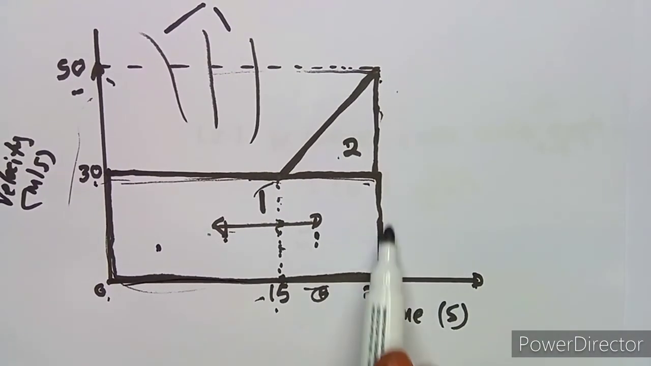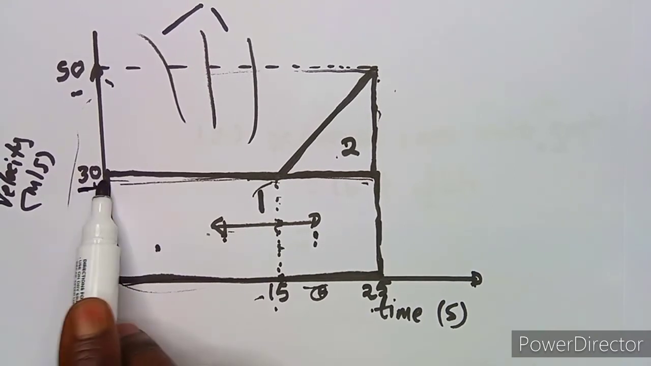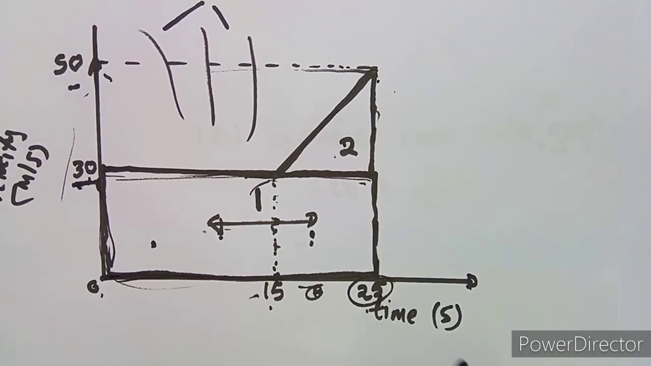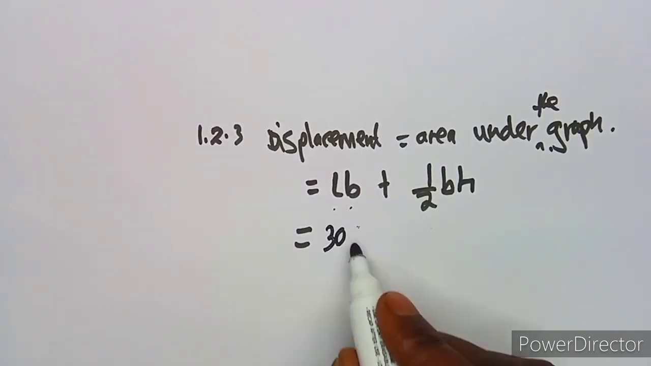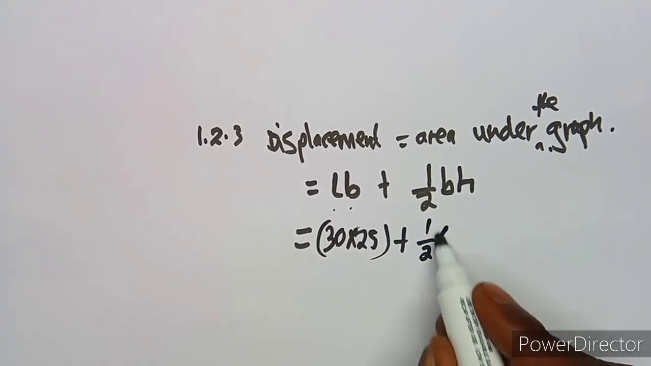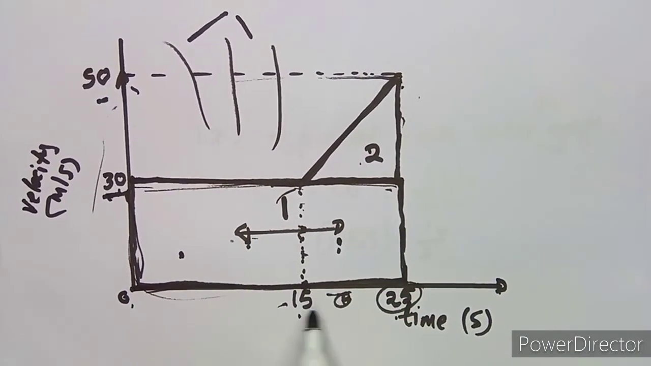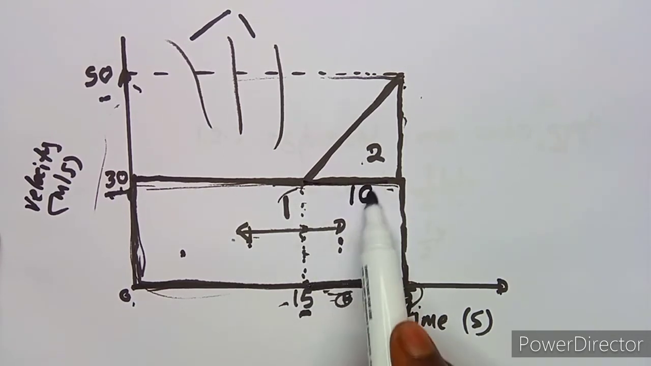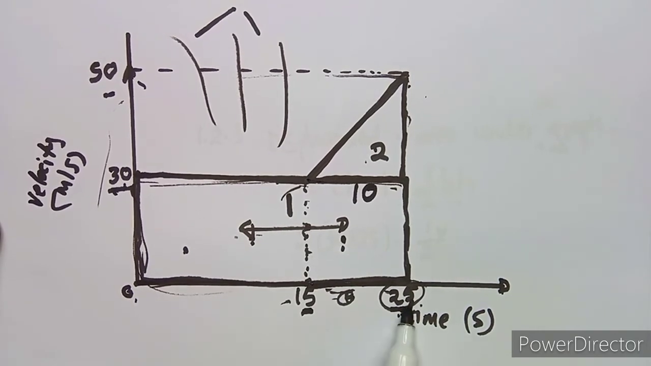So length times breadth from this rectangle, we have this side is 30 and this side is 25. So it's 30 times 25, plus half BH, which is half base times the perpendicular height. So this is the triangle here. Take note, guys, from 15 to 25, we've got 10 units. So this part and this part here is 10. You subtract 25 minus 15, that is 10.